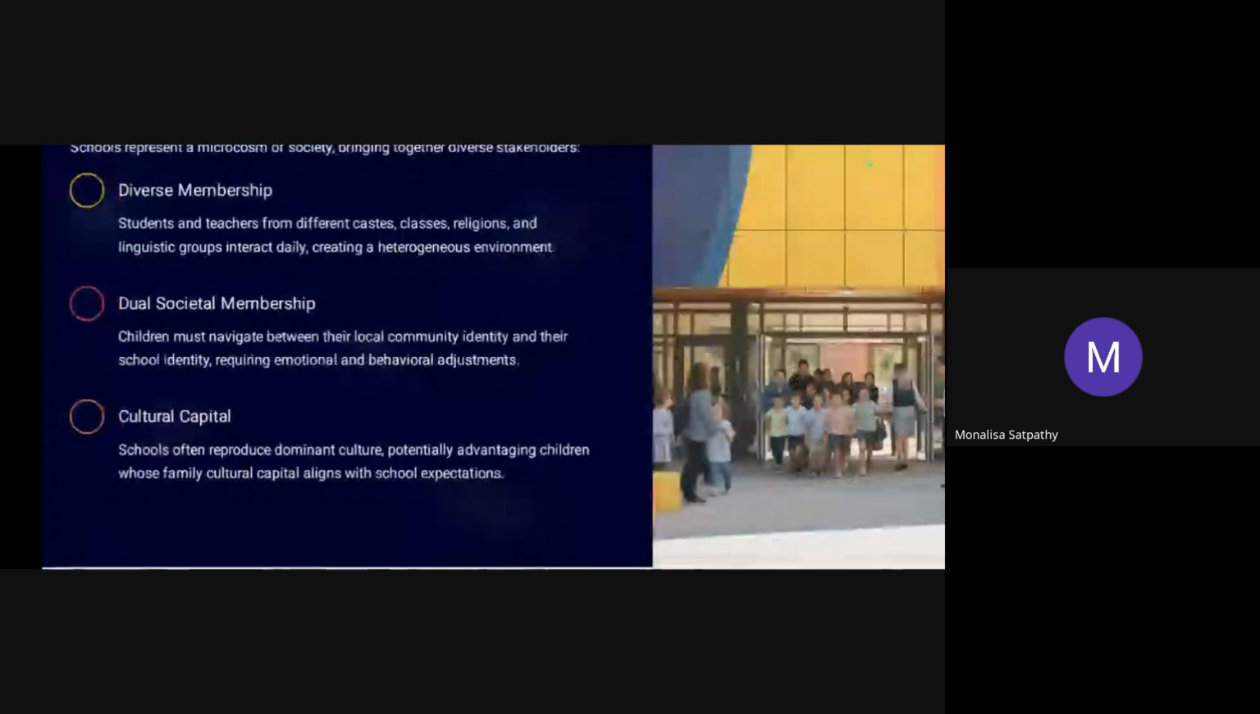Then another thing is that a school is a cultural capital. That means here we will find different kinds of culture, and schools often reproduce the dominant culture, potentially advantaging children whose family cultural capital aligns with the school's expectations. If those students belong to a particular community or particular religion, and the school advocates that religion, those students actually get a benefit. So from that point of view, it is called a miniature society.